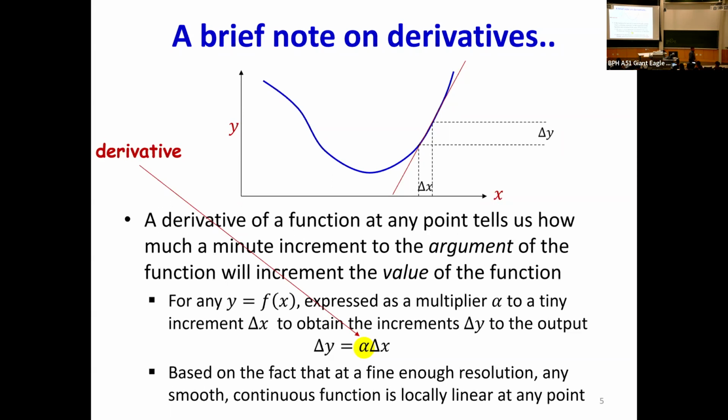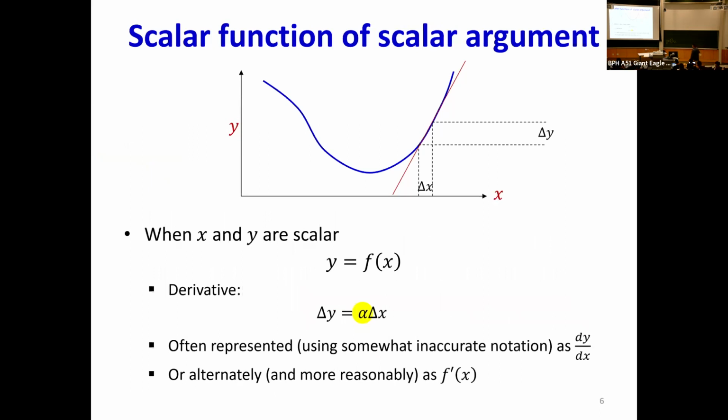The only thing that generalizes when you think of it this way is that delta y, or dy, is some alpha times dx. And so the alpha, this multiplicative factor, is your derivative. And we like to write d to point out that this increment must be really small, right? So when x and y are scalar, y equals f of x, then delta y is alpha delta x. I can represent this as dy over dx because I'm dividing one scalar by the other, and this is what we normally write. But we also like to write f prime of x.